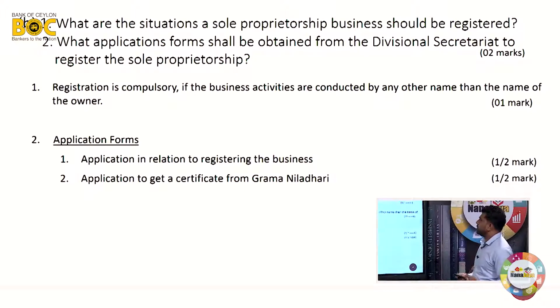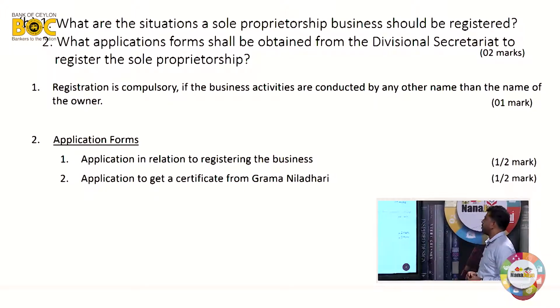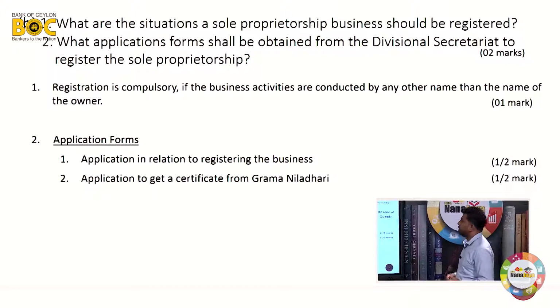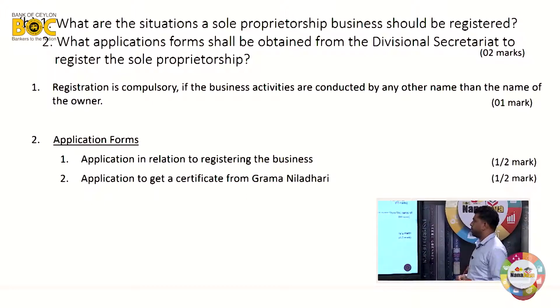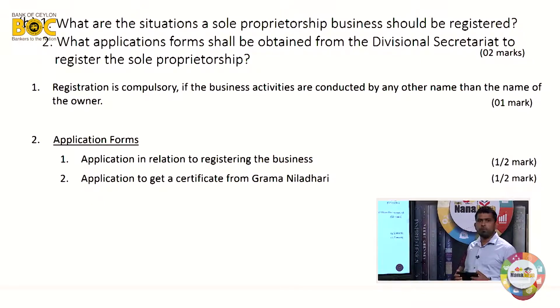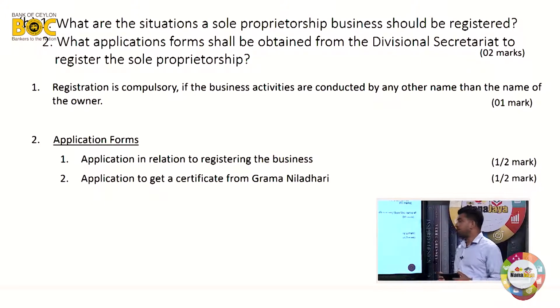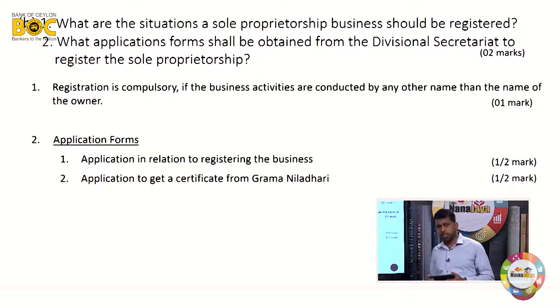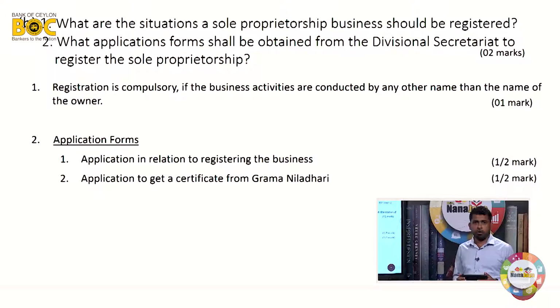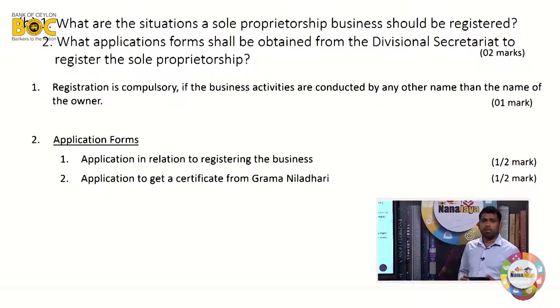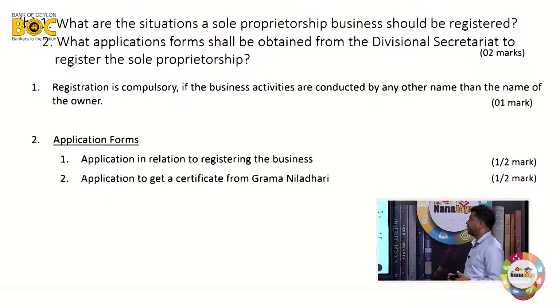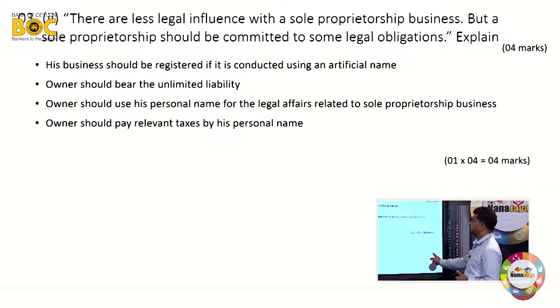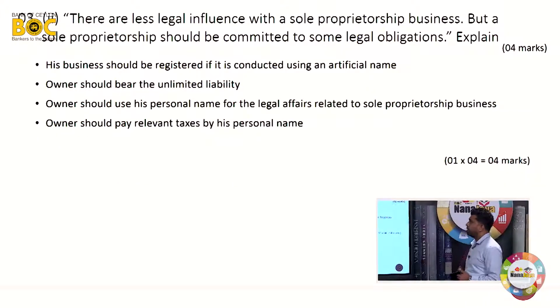What application forms shall be obtained from the Divisional Secretariat Office to register the sole proprietorship? There are two types of application forms to be taken. The first one is the application form in relation to registration of the sole proprietorship business, and the second one is the application form to get a certificate from the Grama Niladhari of the respective area. Right, let's move to the next question. Roman number 3.